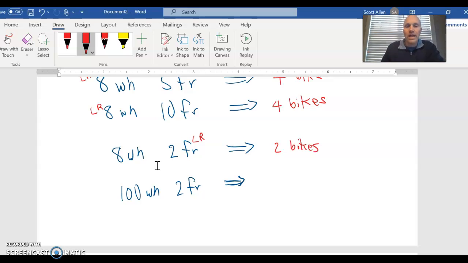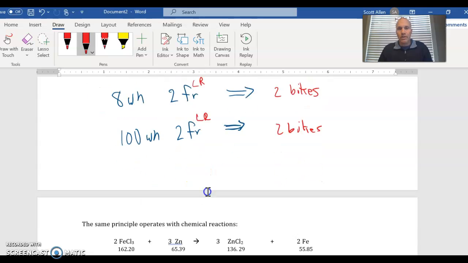What if we had 100 wheels and 2 frames? Well, still, you could only make 2 bikes, because the amount of product that you could make is only dependent on the thing that runs out first. It doesn't matter how much extra of the other thing that you have. Well, the thing is, the same concept applies when you're doing chemistry.